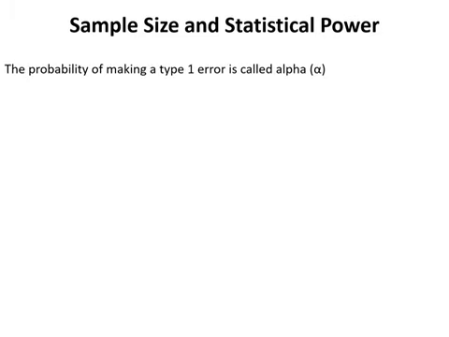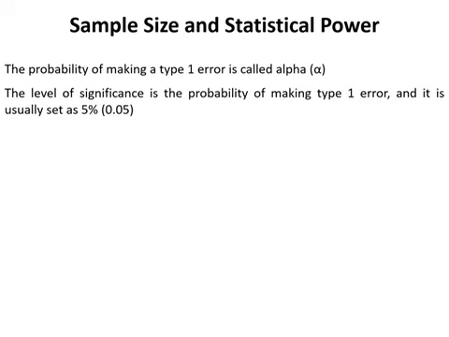The probability of making type 1 error is called alpha, which is the probability of finding false positive results. That means in reality there is a negative result, but we found a positive result, which is wrong. This is usually set statistically as 5%. So we have only 5% chance of making a false positive result, or type 1 error.